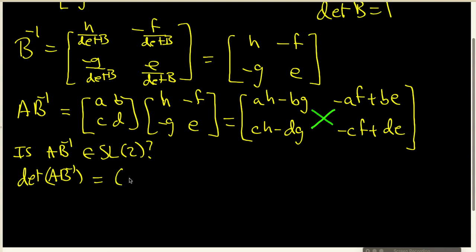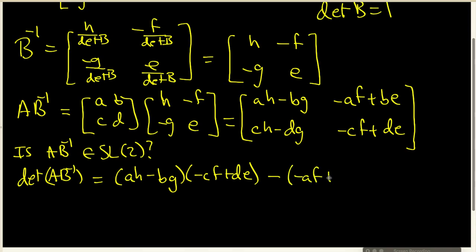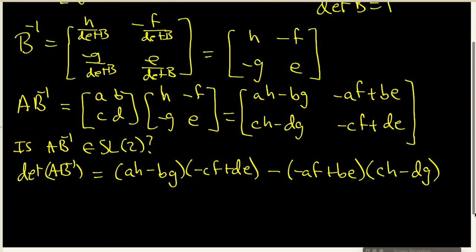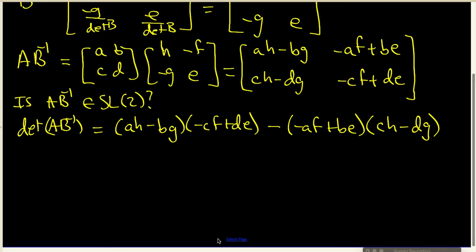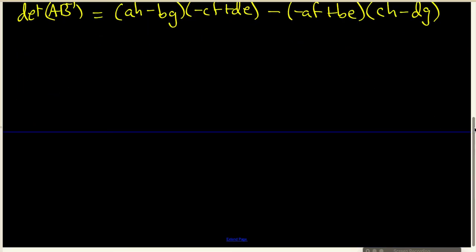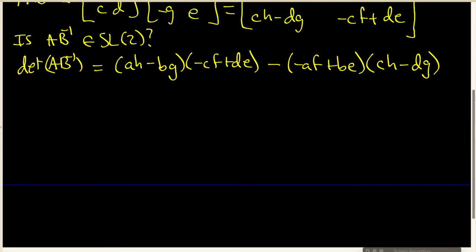So I want to write that out. I'm going to have (AH minus BG) times (minus CF plus DE), and then I'm going to subtract off (minus AF plus BE) times (CH minus DG). And there's a lot of computation that we have to do, and I want to do it fairly carefully so that you can see how it gets done.